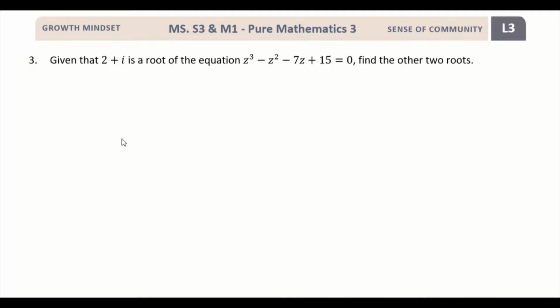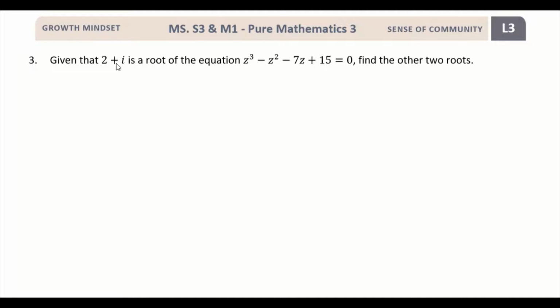Okay, so this question is similar to number 2, but in number 2 you are given the real root, then you are required to find the other complex root, and you can see that the complex roots are in conjugate pairs as well. So for number 3, you are given the complex root, then you are required to find the other two roots.